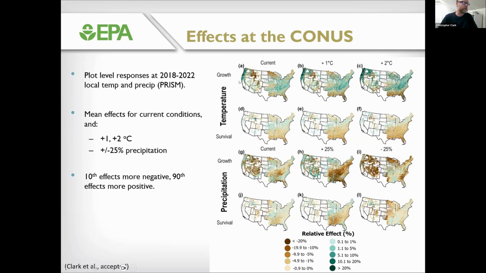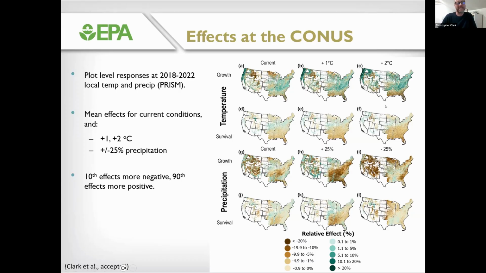But here we're showing the mean effect under current conditions is the first column. Plus 1 degree centigrade are these two. You can see my cursor as I move it, right? Can somebody nod? Charlie, yes. I'm seeing.